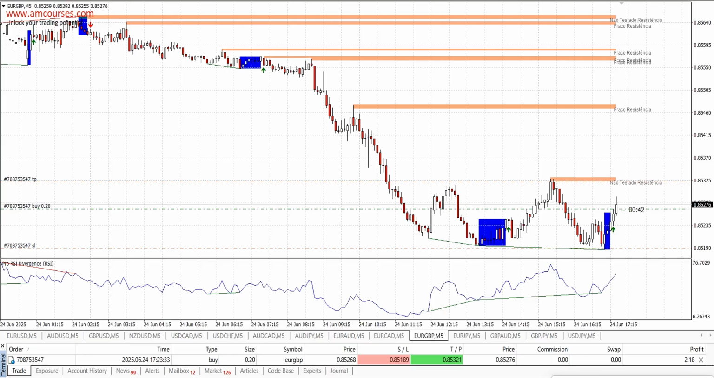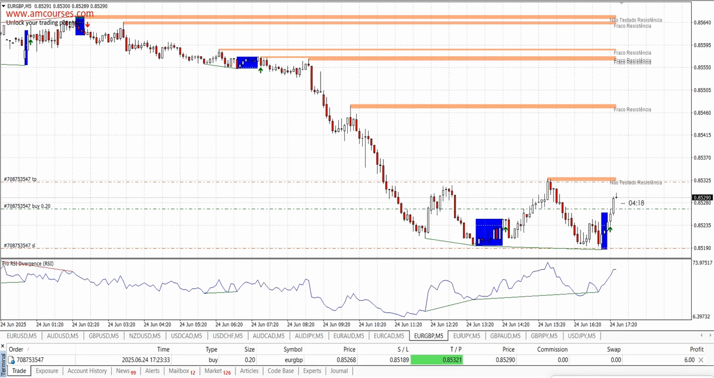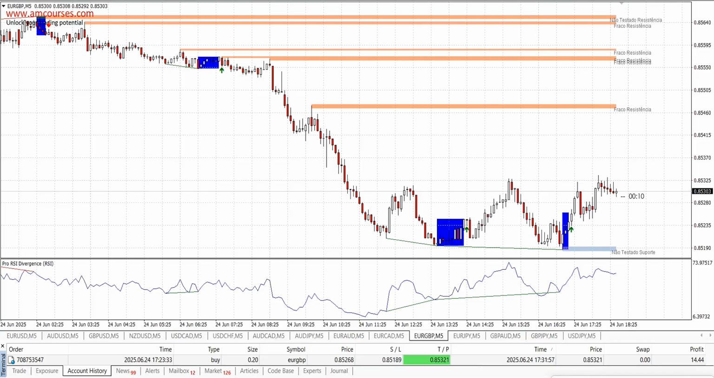As you can see, the trade is currently active and moving in the right direction. We're seeing some buying pressure and a positive shift in momentum. Let's watch how this trade plays out. And yes, traders, we won this trade. The price respected our support zone, followed the RSI divergence signal, and hit our take profit right on target.